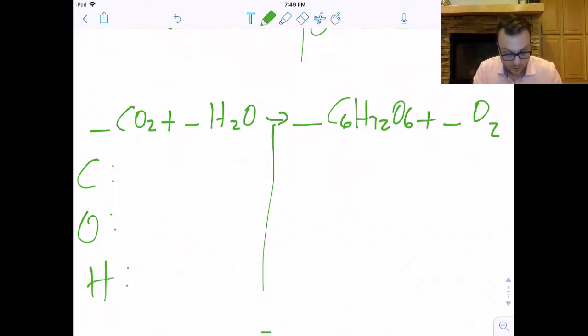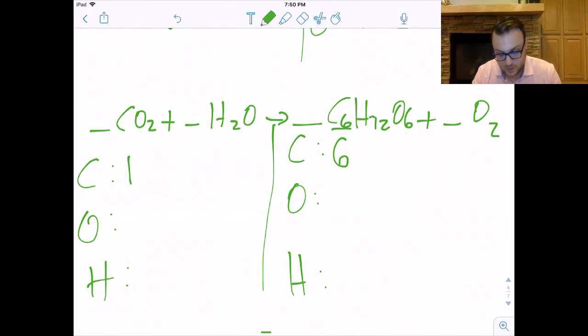Now, typically, the advice that I give is do oxygens and hydrogens last. It's usually a good piece of advice. Do oxygens and hydrogens last. Might not always work, but most of the time, that's what you want to do. So let's count here. I got 1 carbon on this side, and I have 6 carbons over here. Oxygen's next. 2 plus 1 oxygen, that's 3 over here. 6 plus 2, 8 over there.